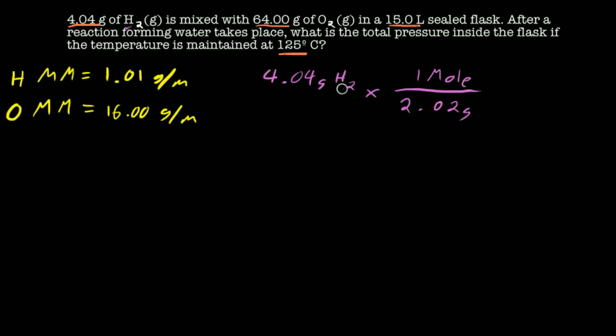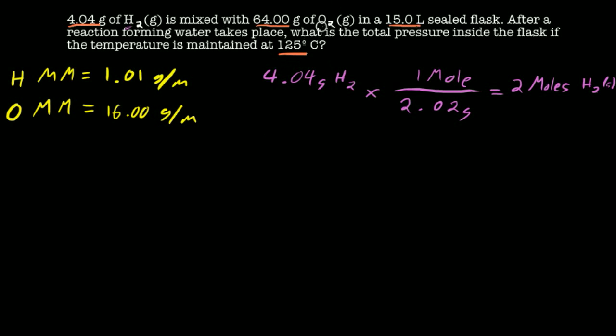We don't even need the calculator to do this. Hopefully you can see that we are going to have 2 moles of H2 gas. Now let's figure out how many moles of oxygen we have. Similarly, we know that the molar mass of 1 atom of oxygen is 16, but we've got 2 atoms of oxygen in each molecule of the gas.